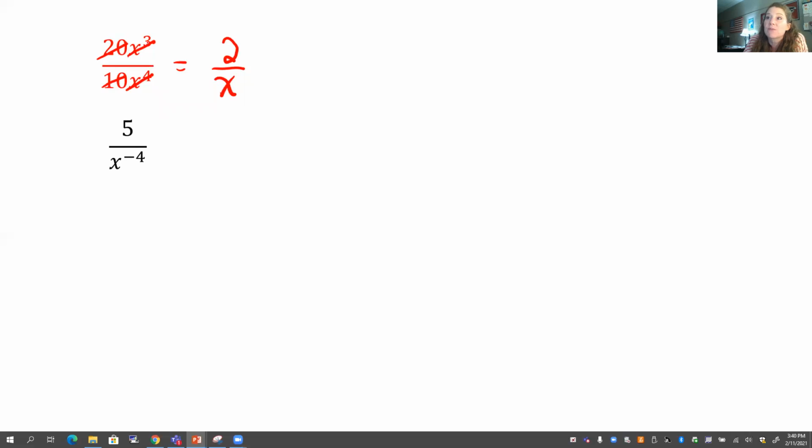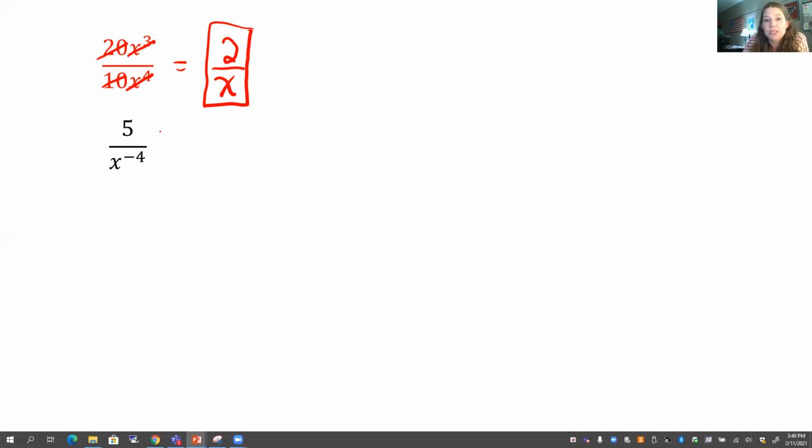3 minus 4 is -1. That's why I would take that negative, move it to the bottom. Or just think of it this way. Just think of where were the biggest number of exponents? Where was the biggest number of variables or whatever you're working with?